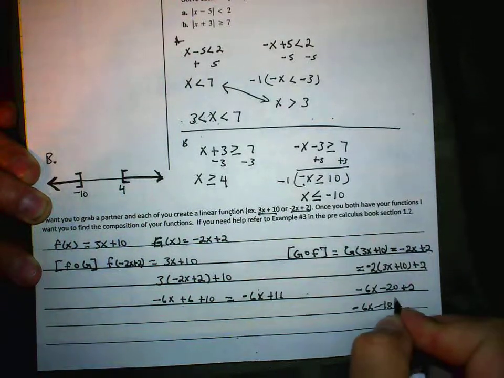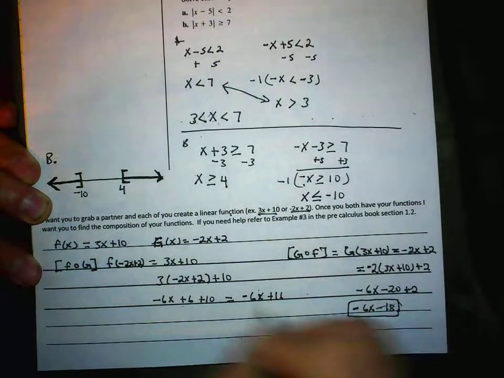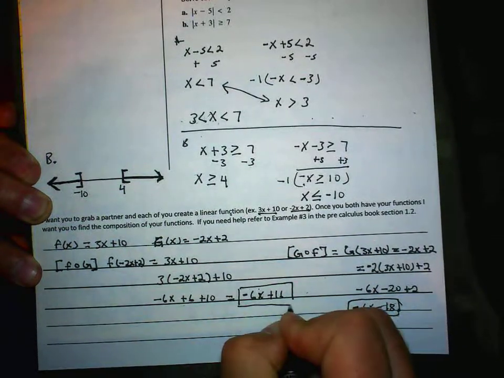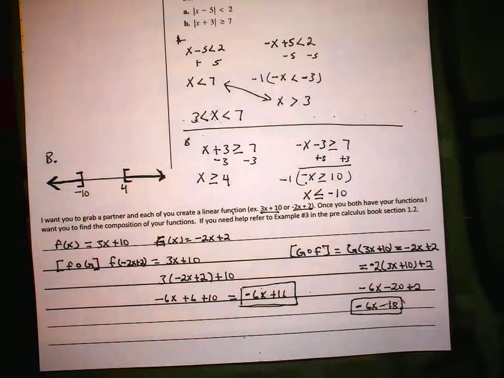Okay? So this is g insert f, and this is f insert g. They'll be slightly different when you do this, and you need to do both. Consider yourself F and your partner G when you're doing this.